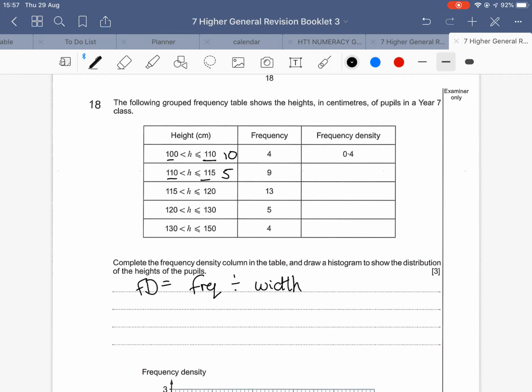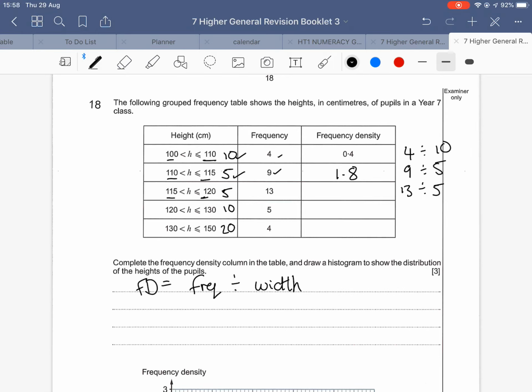For frequency density diagrams, they're like bar charts, but with different widths. The bars are different widths. From 115 to 120, again, that's 5. Next one is 10, and next one is 20. So all we need to do is take our frequency. For the top one, they did 4 divided by 10, the width, to get 0.4. For the next one, we do 9 divided by 5, the width, so 9 divided by 5 is 1.8.